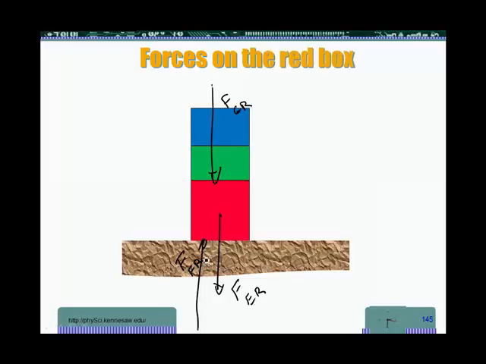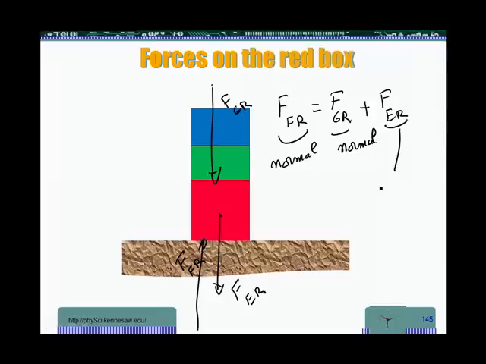Now again, since the red box is not accelerating up or down, these forces need to be balanced, which means the force pointing up, which is in this case FFR, floor on red, is going to be equal to FGR, green on red, plus FER, Earth on red. This is a normal force, remember? And this is a normal force as well. And this is a gravitational force.